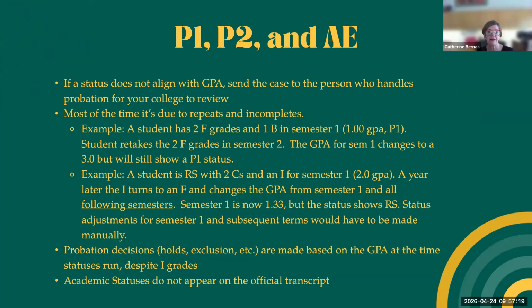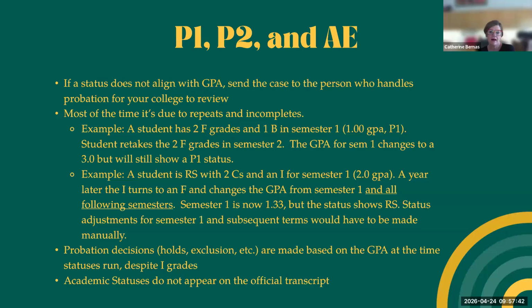I just mentioned this a little bit. If the statuses do not align with the GPA, this is where you want to pull in the person in your school, college, or department who handles probation, and you want to talk about this case with that person. So, like I said, most of the time it's due to repeats or incompletes. So, just a couple examples on the screen here, and then we're going to look at some in Stars.